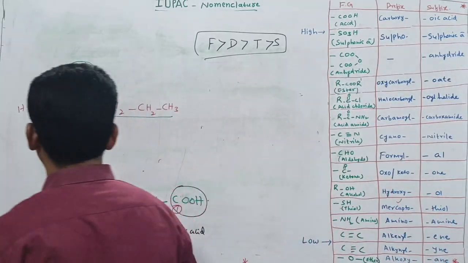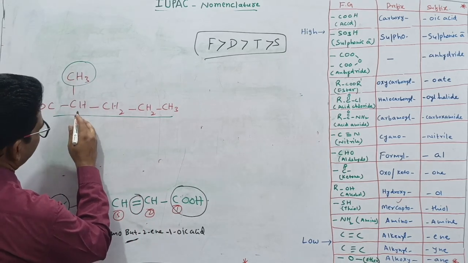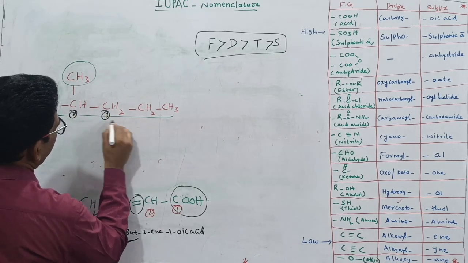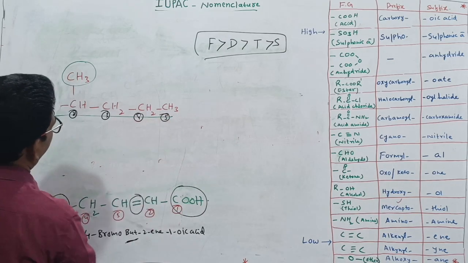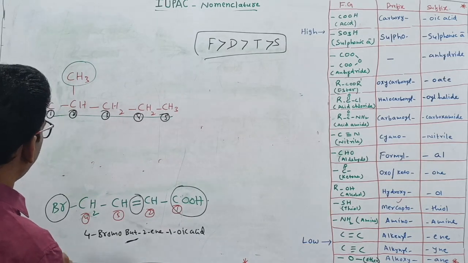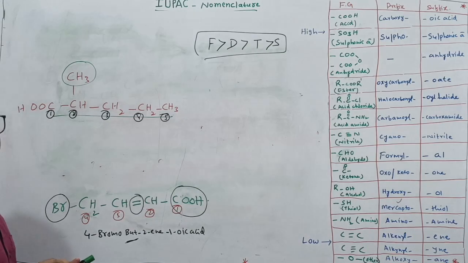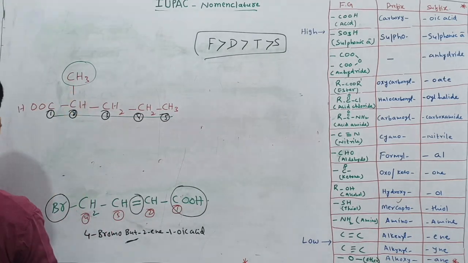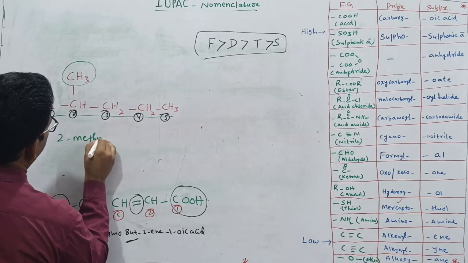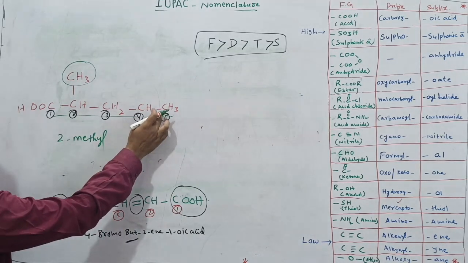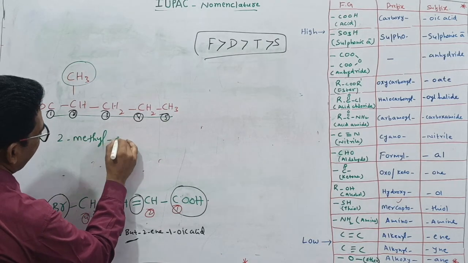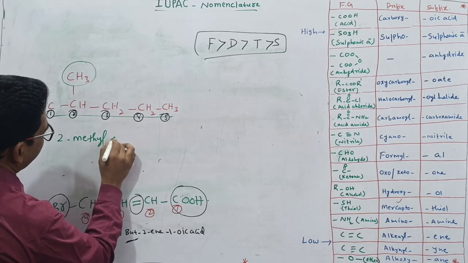Then what is the name for this one? Numbering how will you give? Functional group से start करना है. 1 2 3 4 5. देन कितने कार्बन है? 5 कार्बन है. सब्स्टिट्यूएंट क्या है? मीथाइल है. दैट्स व्हाई व्हाट आई विल राइट फर्स्ट? 2-methyl. Then how many carbons? 1 2 3 4 5. 5 means pentane. Pentane, 2-methyl.